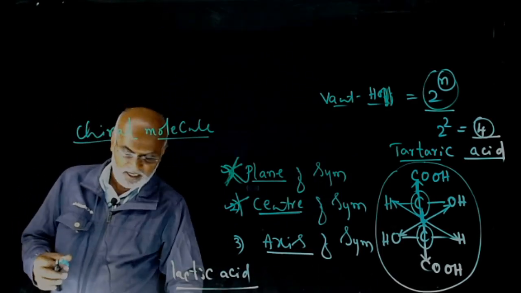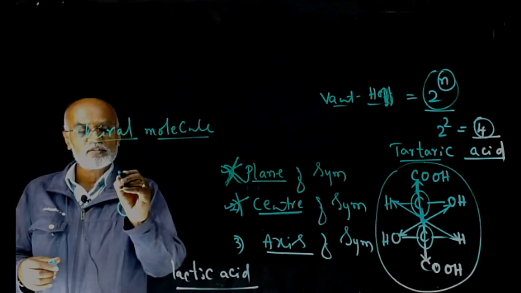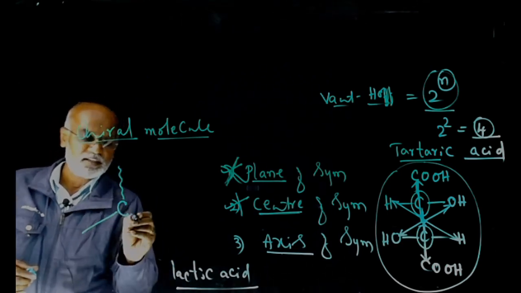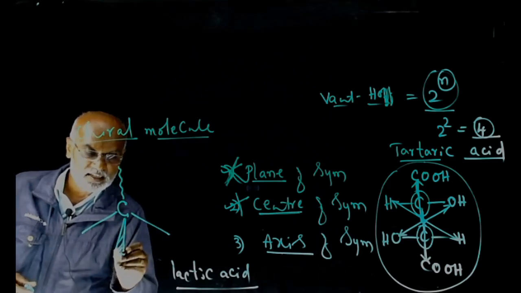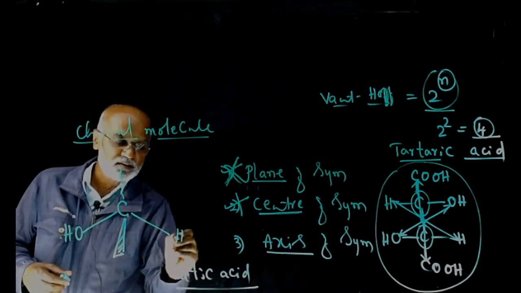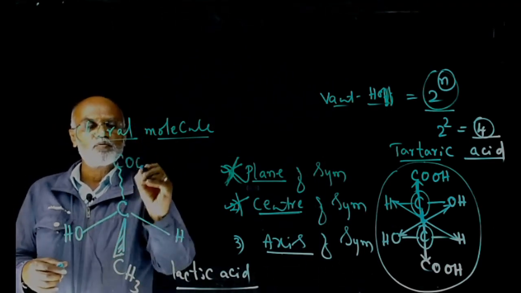Then it is very easy for our discussion. Actually, the molecule should be as follows. This is the one. This should be taken like this, and like this, and this is the tetrahedral shape of the molecule. Let me take it as this is OH, and this one is H, and this one is CH3, and let me take it as this is COOH.